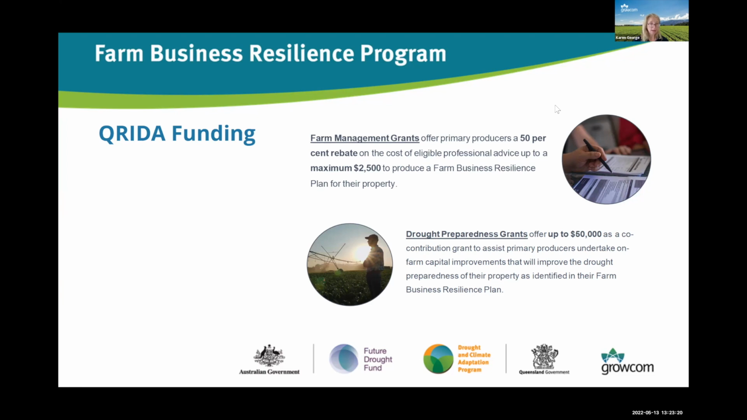With the drought preparedness grants, which are up to $50,000, as a co-contribution to the total cost, you can apply for on-farm capital improvements to improve your drought preparedness of your property. And that has to be identified in your farm business resilience plan. For this grant and for the loan I'm about to show you, you must have a farm business resilience plan to be able to access this funding. So that up to $50,000 is 25% of the total cost of your capital improvements for your farm business resilience plan to undertake the works that you need to do on property.